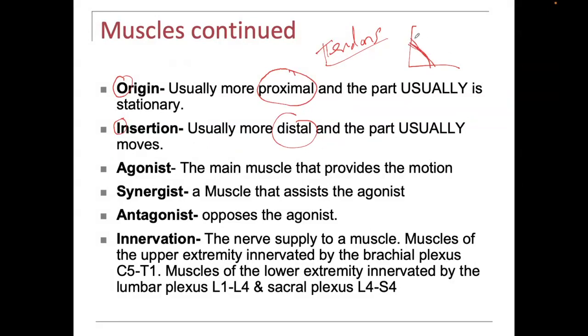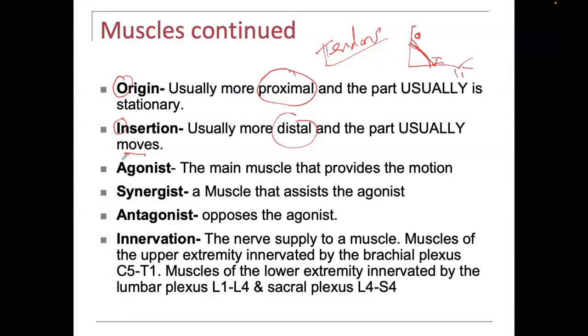here's the elbow joint. The origin was up here, and the insertion was here. So the origin is more proximal, the insertion is more distal. And usually it's the insertion that's usually the part that moves, whereas the origin is the part that's staying still.